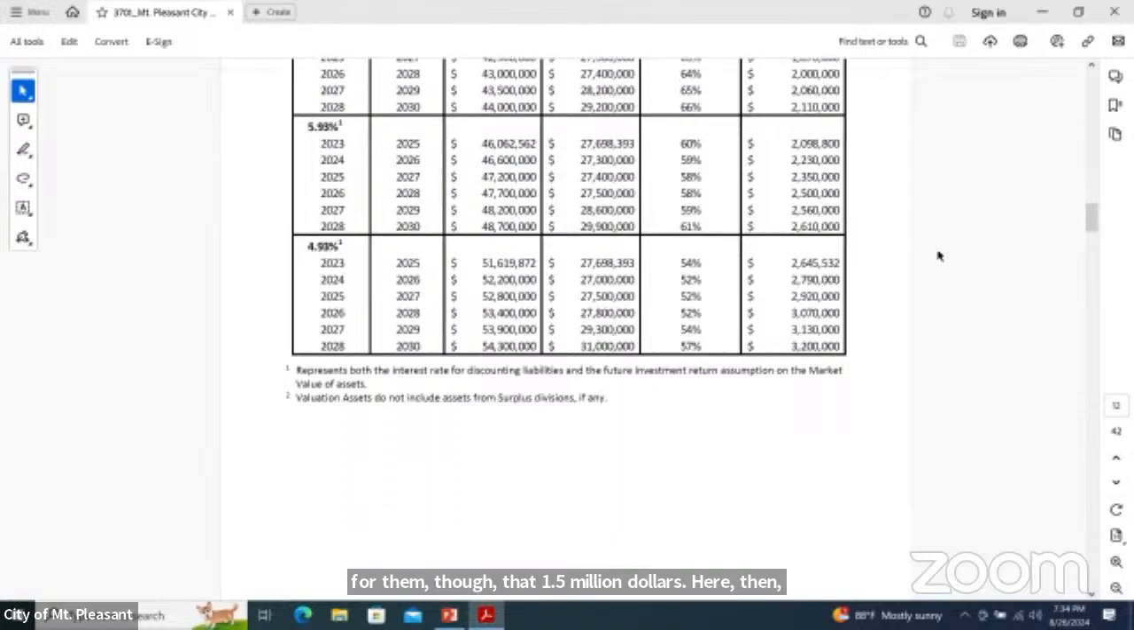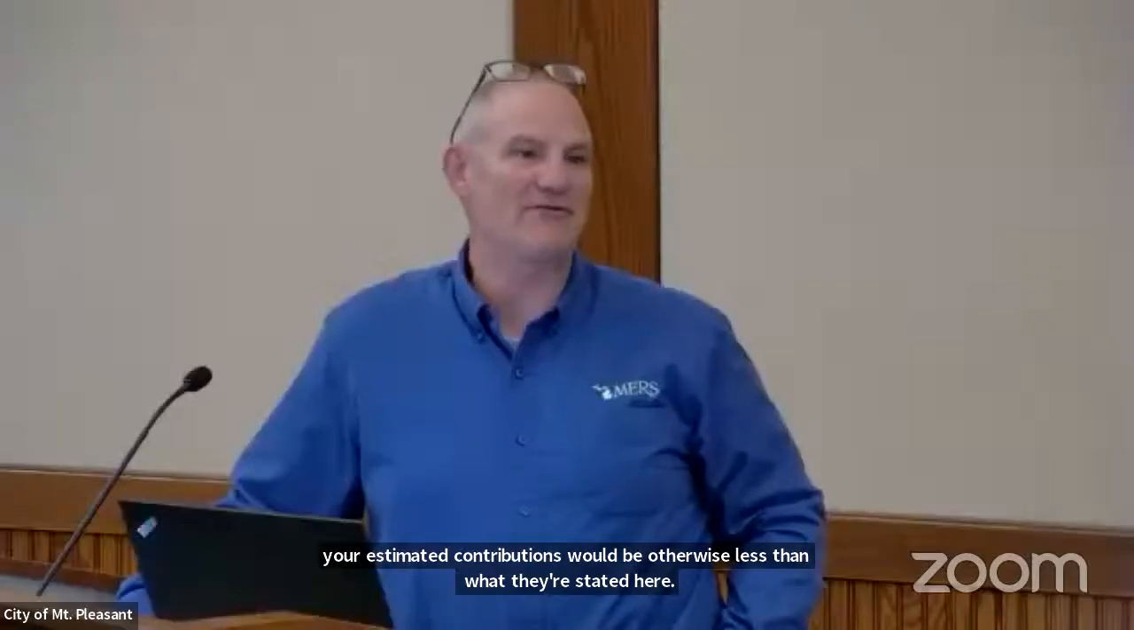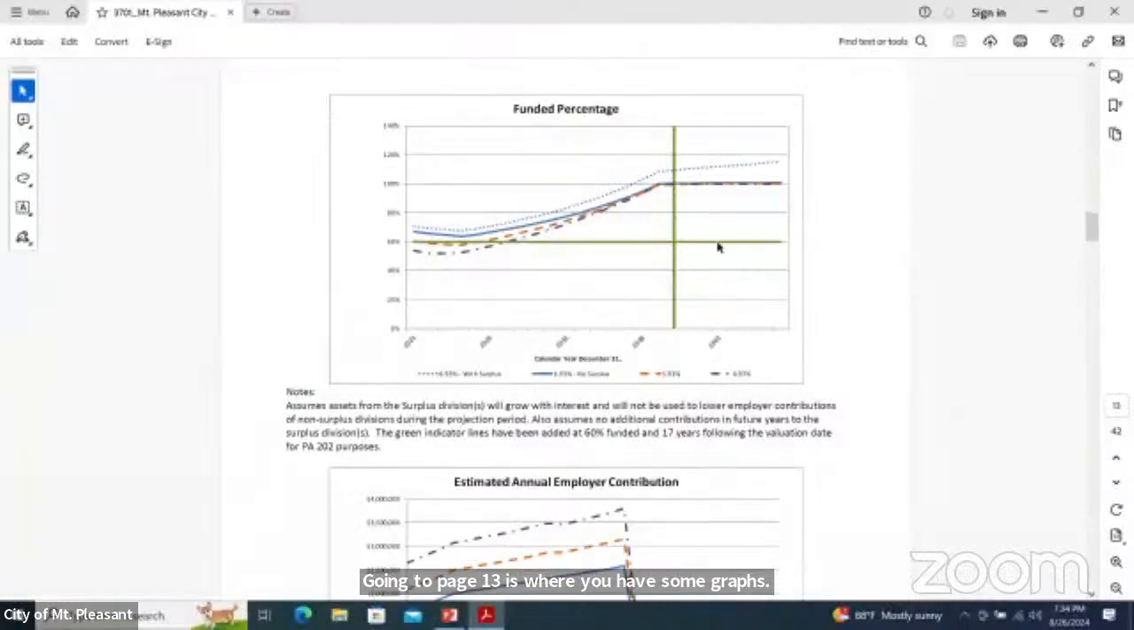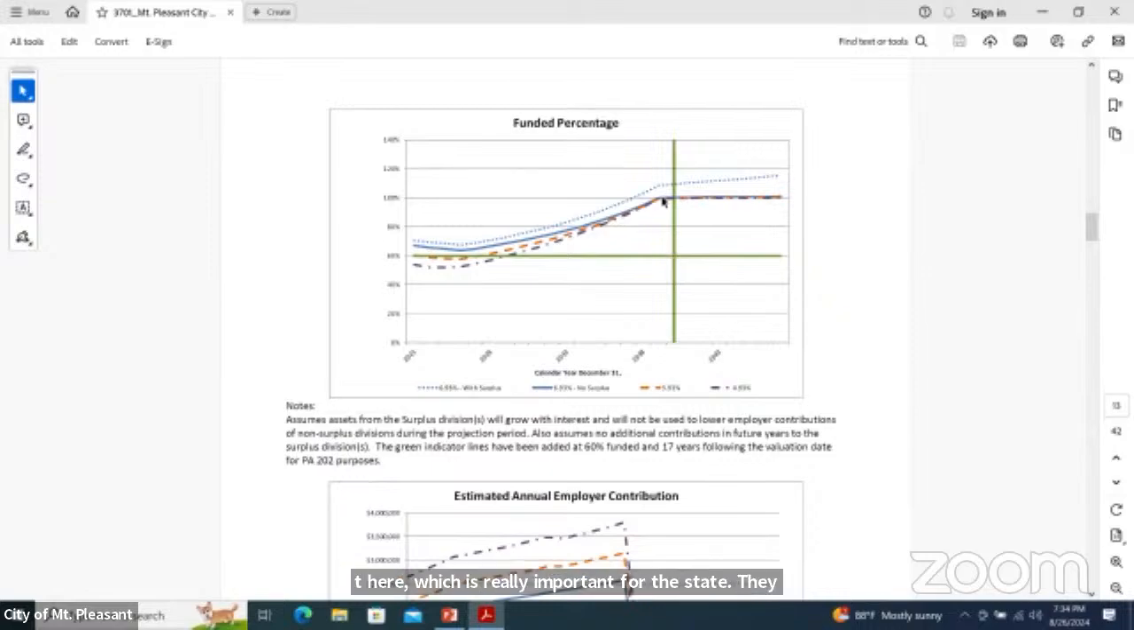Going to page 13 is where we have some graphs associated with those projections. So this is a cross right here, which is really important for the state. They want to know when all groups would be 60% funded, because that's part of Public Act 202, the requirement that if you're not there, you have to do what's called the corrective action plan. You're above that, so you don't have to worry about it.